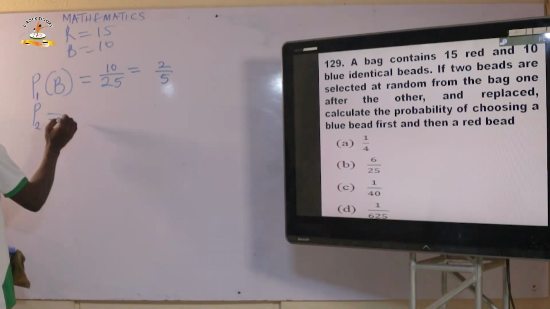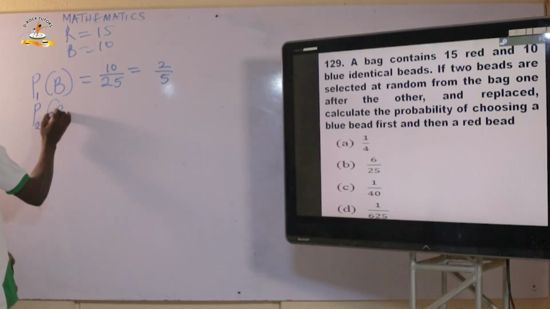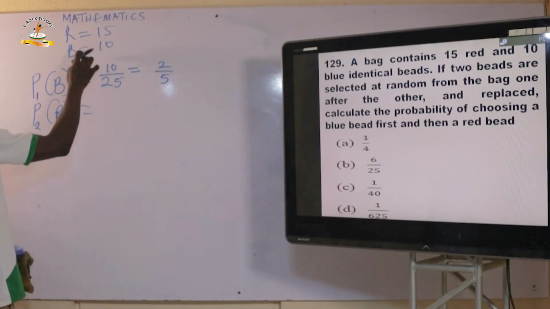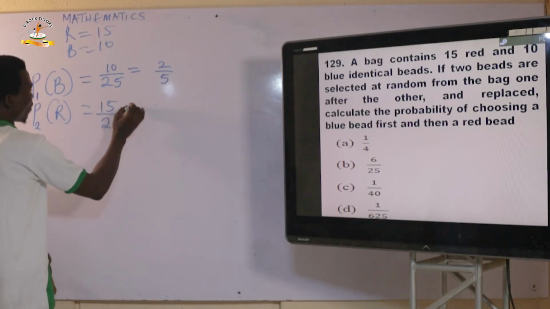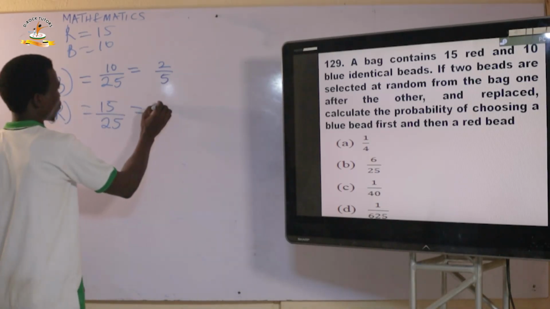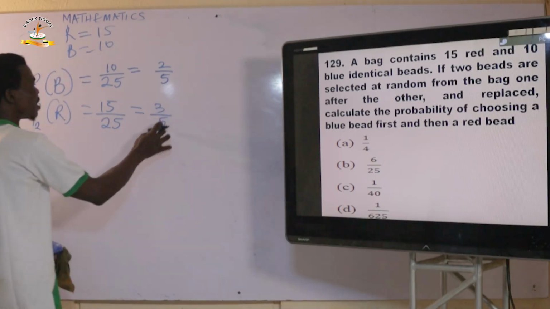So the second bit is what? Red. R, the probability of red, is what? 15 over 25. And you say 5 goes here, 3, 5 goes here is 5. So that is 3 over 5.